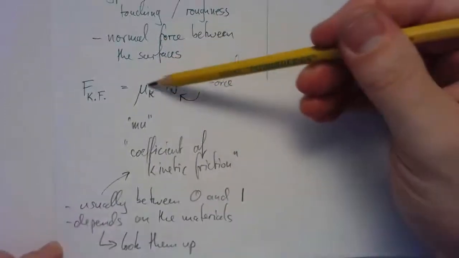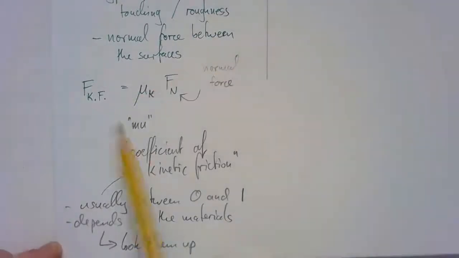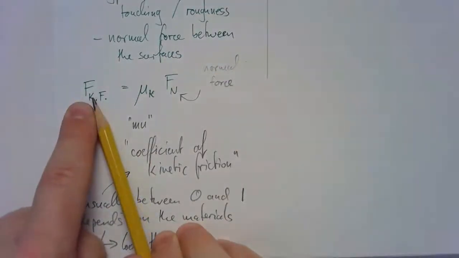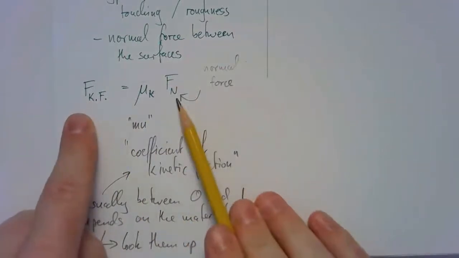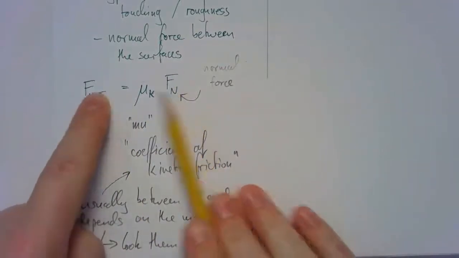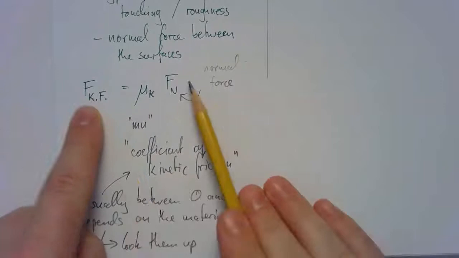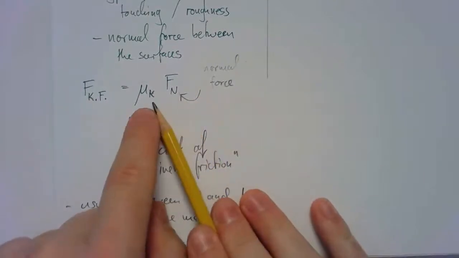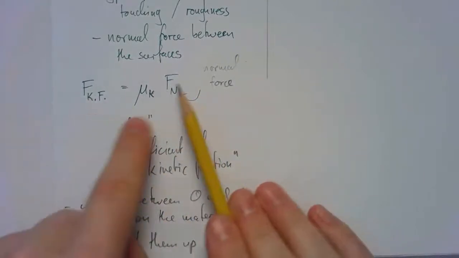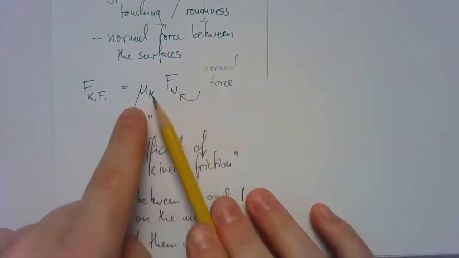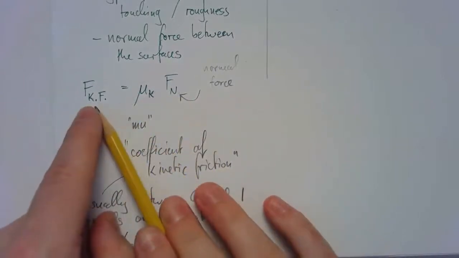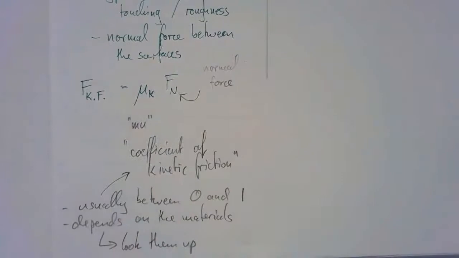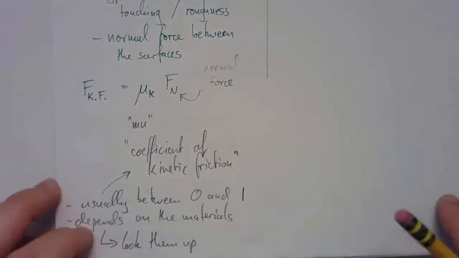But this factor here is the proportionality factor between the force of kinetic friction that slows stuff down and the normal force. If I double the normal force, I'm going to double the force of kinetic friction. Well, if this is 10 newtons and this is 0.4, this would be 4 newtons. But if I double the normal force to 20, well, 20 times 0.4 would be 8. Right, so that's the kind of calculation. I'm going to do lots of it.